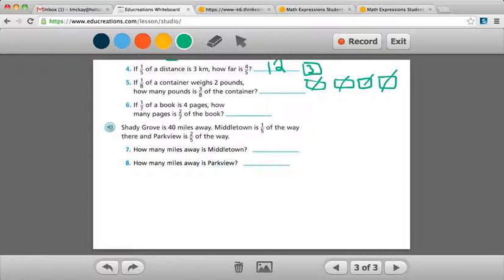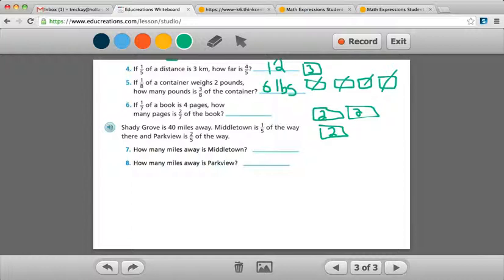All right. Let's go to number 5. You're going to do that the same way. If you have 1/8 of a container that weighs 2 pounds, okay, here's 2 pounds. How many pounds is 3/8 of a container going to weigh? Well, there's 1. So if we add 2 more, there's another one. There's another one. So we have a total of 2, 4, 6. 6 pounds.